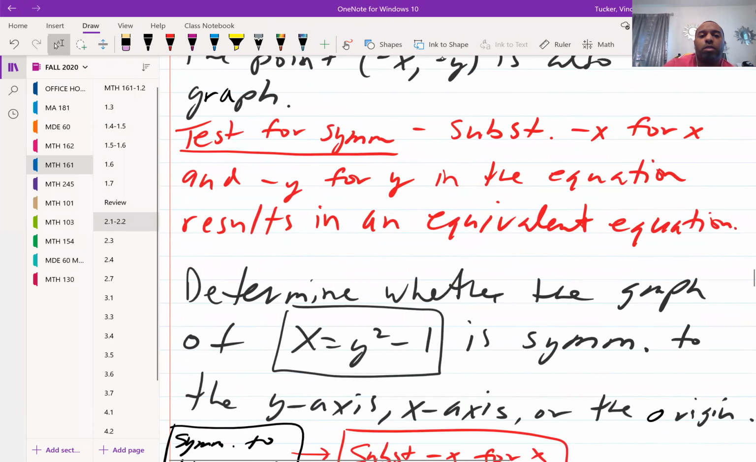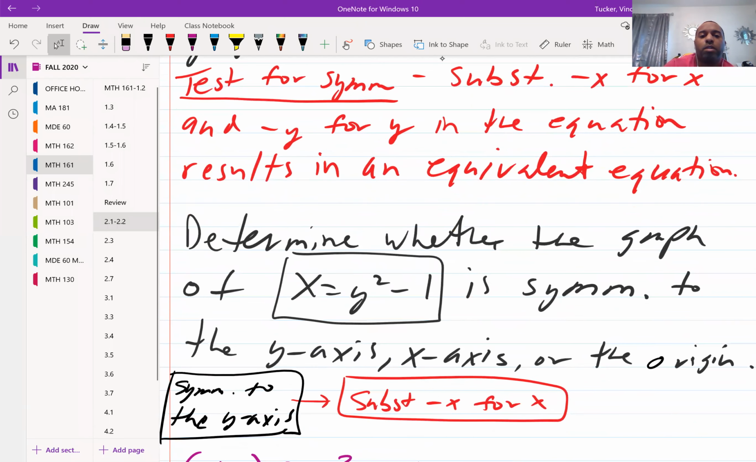Good, I'm scrolling up. Is that okay? Okay. So for this example, it emphasizes that you want to determine whether the graph of x equals y squared minus 1 is symmetric to the y-axis, the x-axis, or the origin. Doesn't matter which one you decide you do first or which one you decide to find first. There are 3 individual tests.